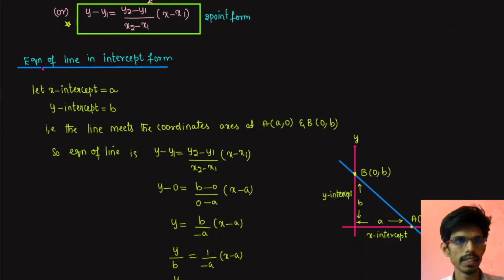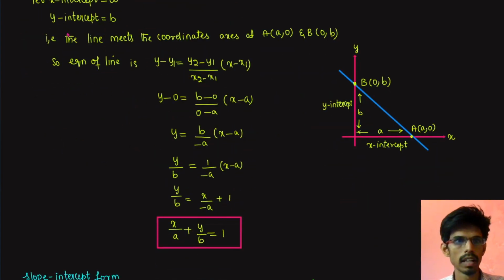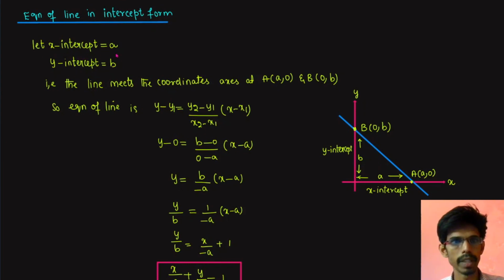Now let us see the equation of a line in intercept form. Let the x-intercept be a, and the y-intercept be b. Intercept is nothing but the distance of the line from the origin on the x-axis for the x-intercept. The y-intercept means the distance of the point of the line on the y-axis at a distance of b from the origin.